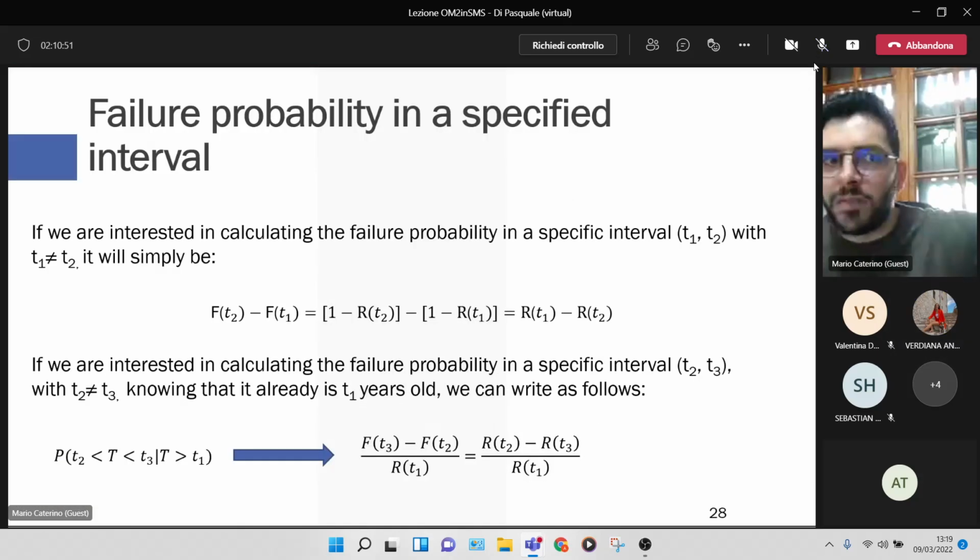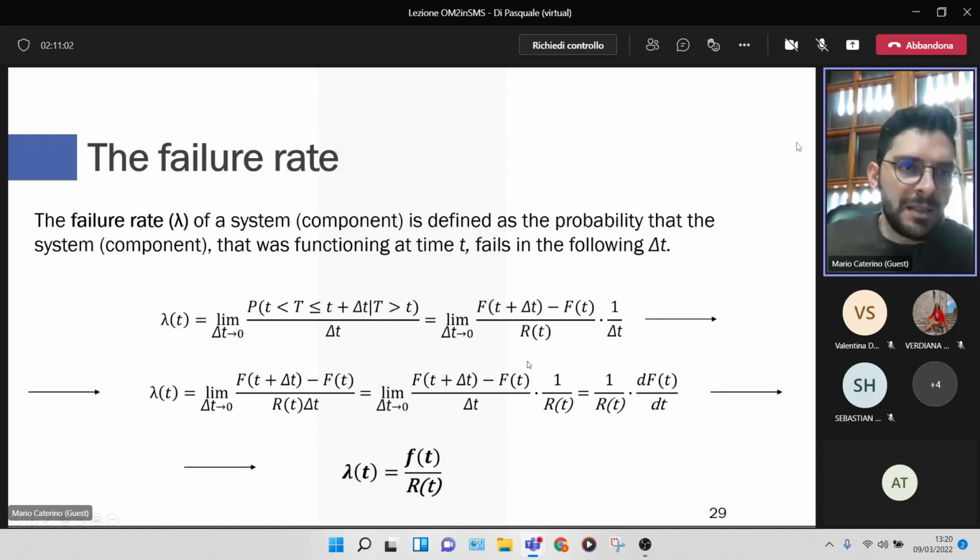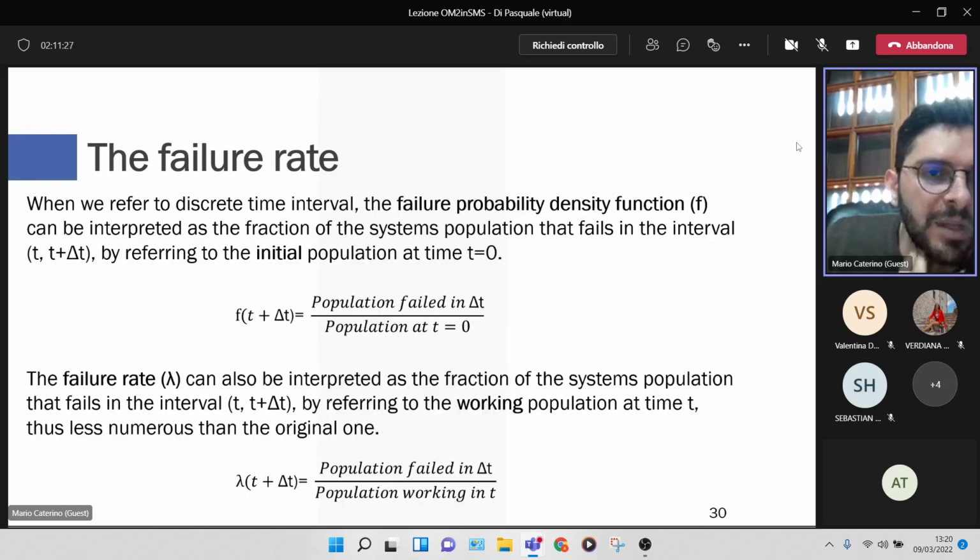Yes. Okay, perfect. So what I just explained is what is written here, but why is it important? It is important because we have to define the failure rate of the system, of a component, of an item, of a system. But since we have only 10 minutes, maybe we can focus on the failure rate next time.